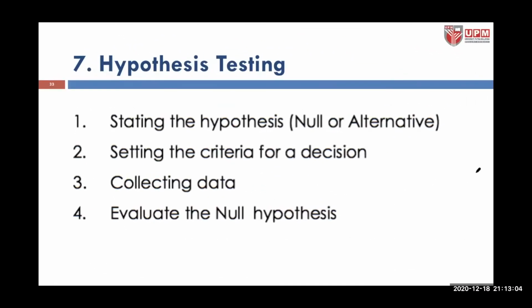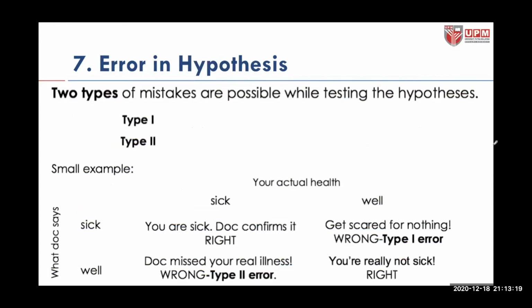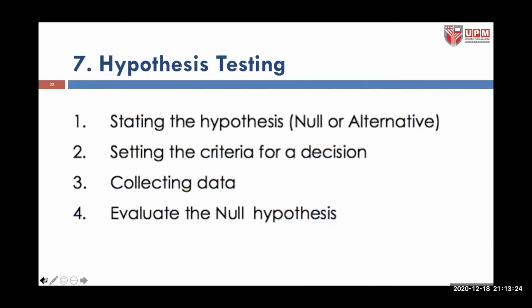Hypothesis testing. Once you have written your hypothesis, there are 4 steps to test whether the hypothesis is correct or not. The first is stating the hypothesis, whether it is null or alternative, and whether it is H naught or H1. Then setting the criteria for a decision, collecting your data, and evaluating the null hypothesis.